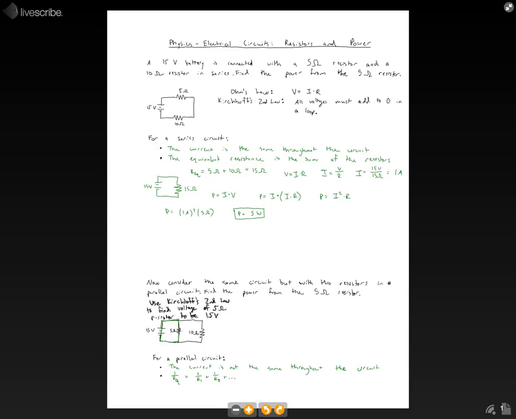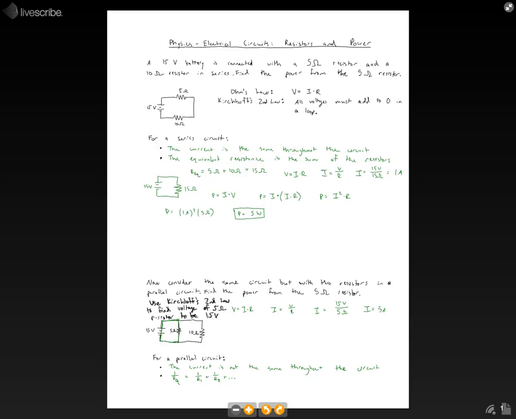If we go ahead and look at that, we can use Ohm's Law, V is equal to I times R, solve for current again, and we should have our 15 volts, but our resistance here is 5 ohms. So our current should be 3 amps.